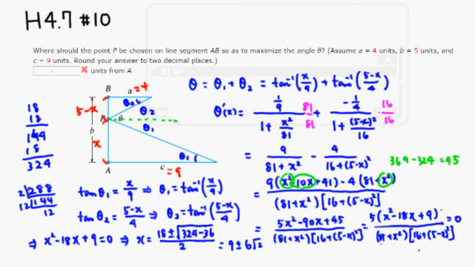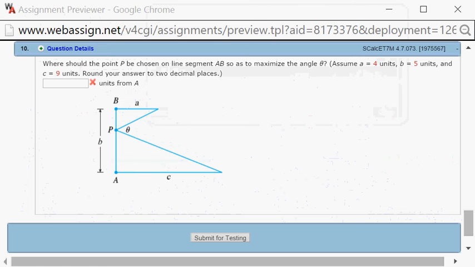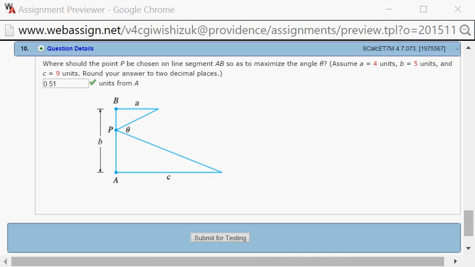So let's type it in. I found x to be 0.51. Submit for testing. I came back and it looks like we got this one correct. That's it. I hope that this was clear.